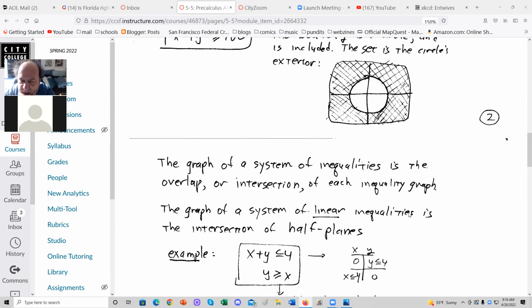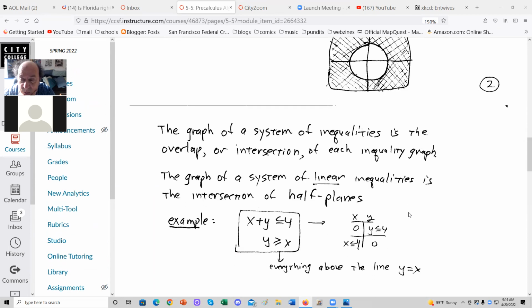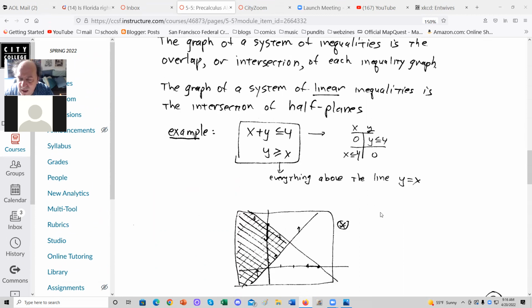All right. Now, if you have more than one inequality, a system of inequalities, then the graph of that system is where each of these inequality graphs intersect. If you have a system of linear inequalities like this, then you'll wind up drawing an intersection of half planes. So for example, x plus y less than or equal to 4, here's the boundary line, x plus y equals 4, and it turns out to be everything below and to the left of that line.